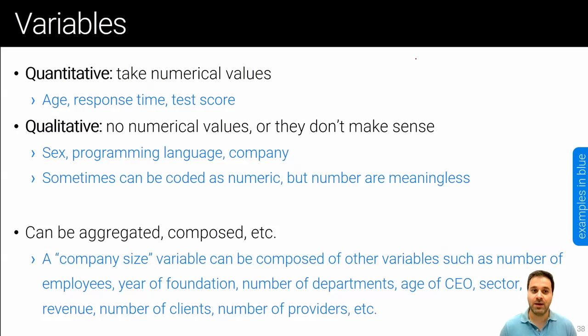The thing is that these variables can be aggregated. Can be composed. We could play with them in different ways. We will see some later in these videos. So we could, for example, think about a company size variable that could be composed of multiple variables such as the number of employees, the year of foundation, the number of departments, the age of the CEO, the sector the company belongs to, revenue, number of clients, number of providers, etc. Those are all variables that are correlated with this general notion of how big the company is. And we could just aggregate them in a certain way, for example, to have this one measurement of company size.